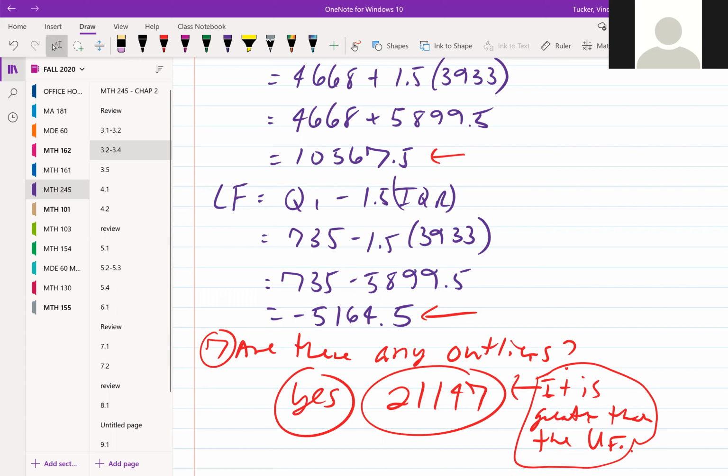Just a quick question. Can we have more than one outlier? Let's say the upper fence was just 10,000. So would our outliers be 10,034 and 21,147? Absolutely, yes, sir. Good question. Nothing stops you from having multiple outliers. It's just the establishment of those fences. The rule is if something is greater than the upper fence or less than the lower fence, it's an outlier.